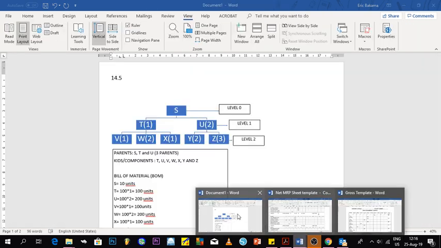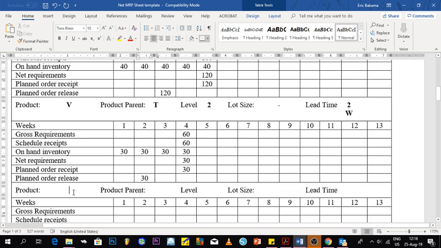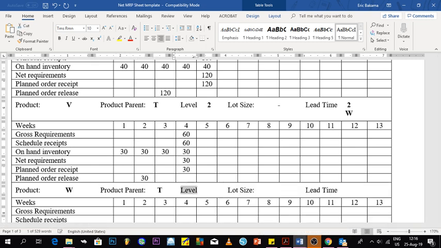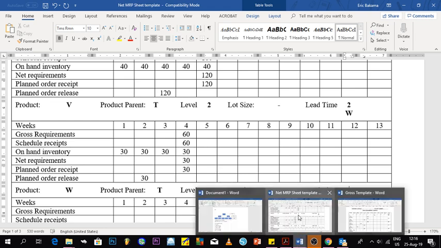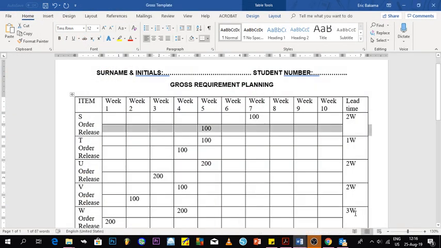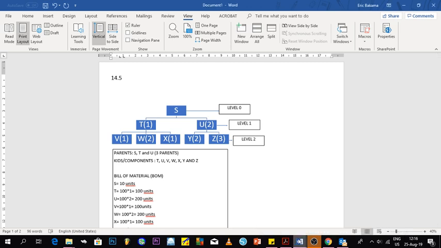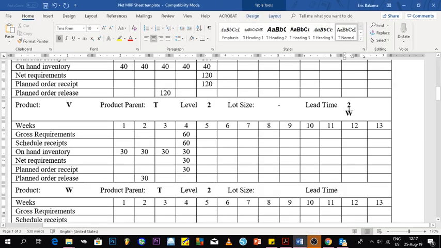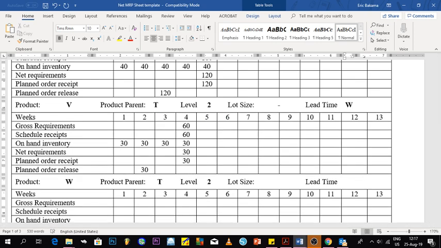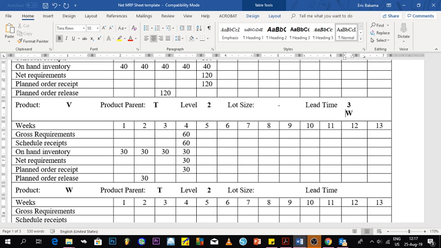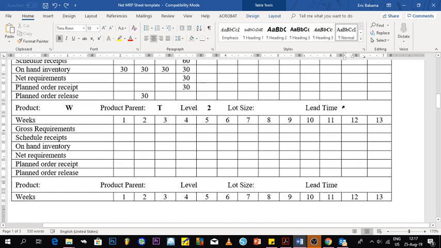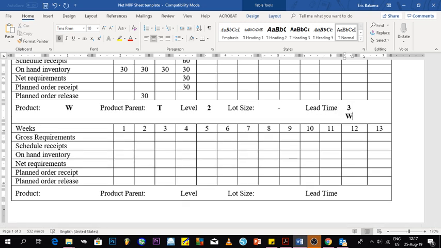The next component is component W. The parent is still T, and the level is level 2. For the lead time, we look at our gross. The lead time for W is 3 weeks from here. This is the lead time. The lot size is empty.